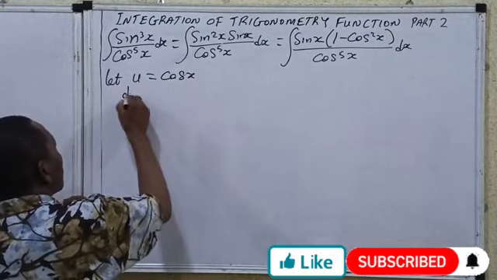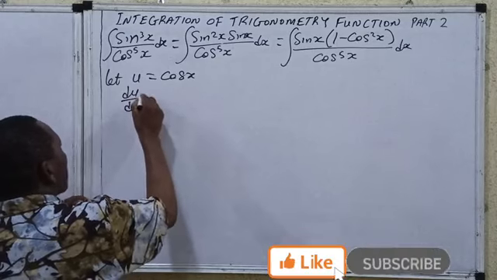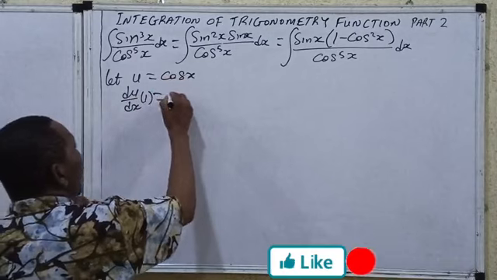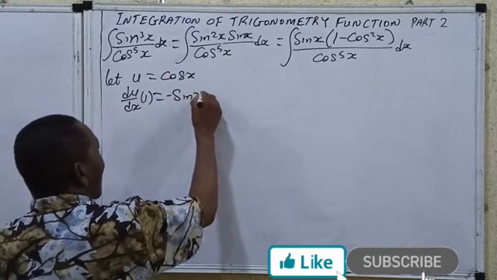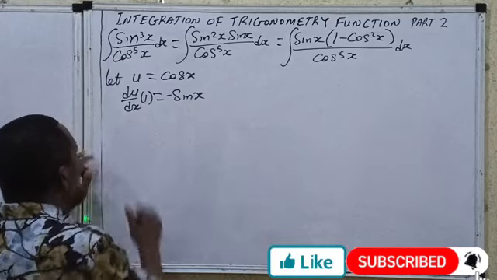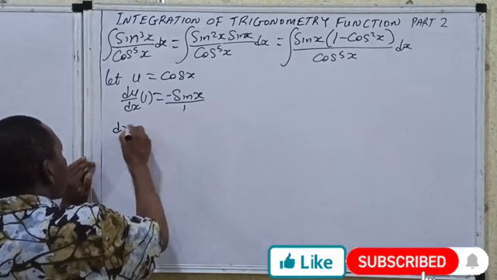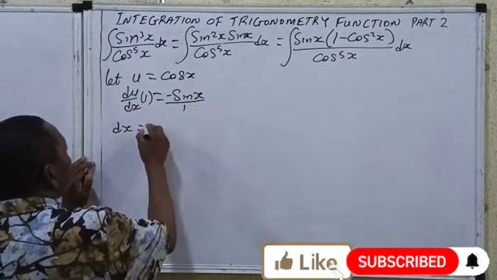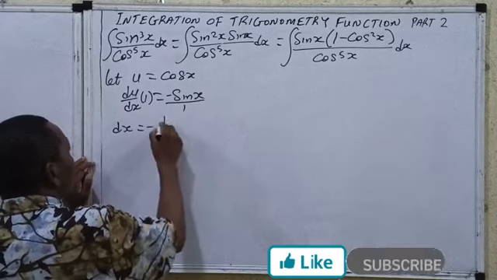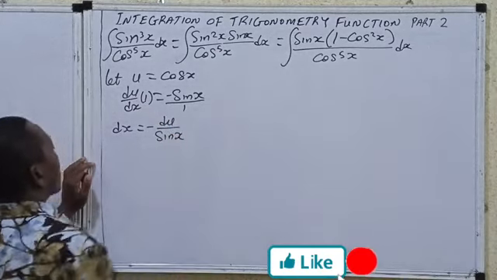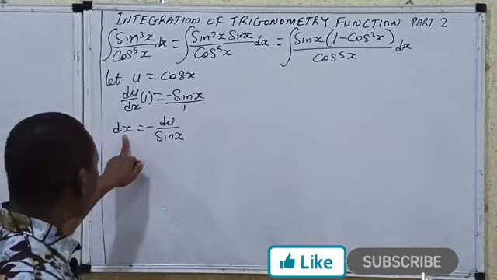If you differentiate u, du over dx, you have 1. If you differentiate cos x, you have minus sine x. Let's make dx the subject of formula as usual. So dx will now be equal to minus sine x du all over sine x. So wherever I see dx, I'm going to put this.